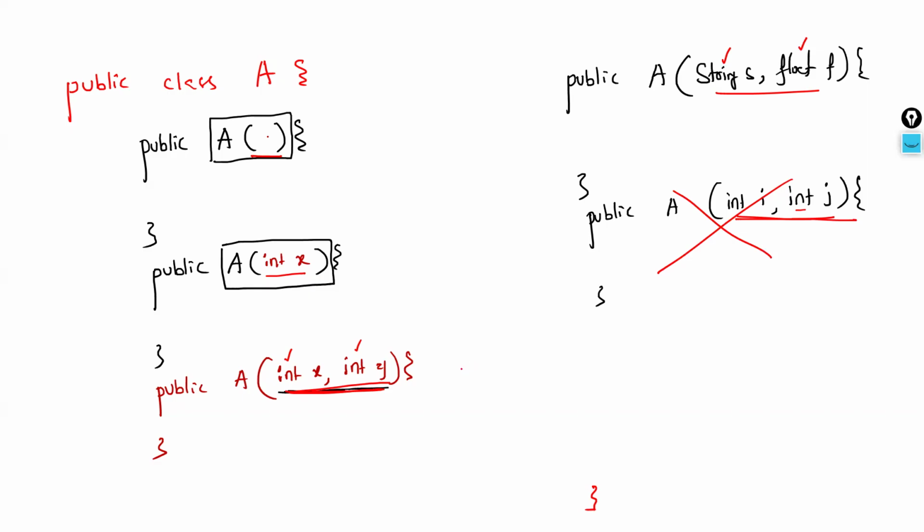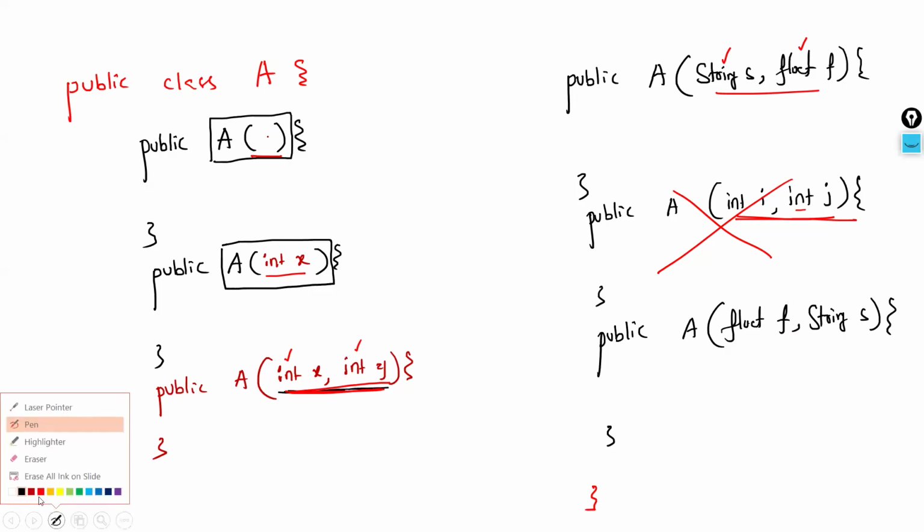Then one more last example so that you get complete knowledge of what is meant by n number of constructors. So public A, and here I'll take float f, comma, string s. Yes, this is possible. Yes or no? Now you observe the fourth one and the sixth one. Same or different?